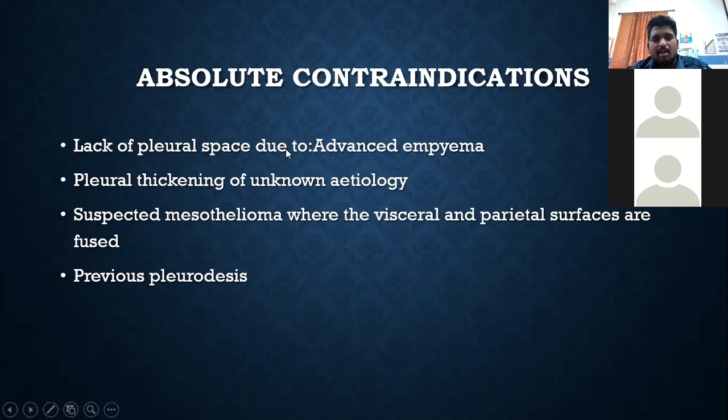New pulmonologists should not try this. They should have a good pleural space before entering the trocar into the pleura. And pleural thickening of unknown etiology, very important.